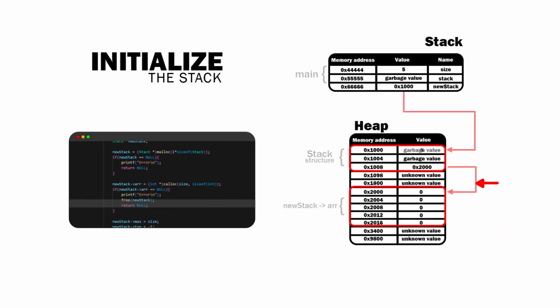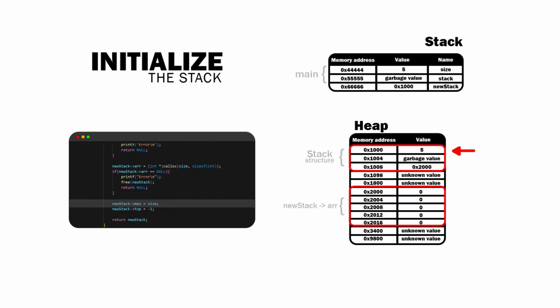We now initialize the remaining fields of the stack structure. Max stores the maximum number of elements that can be pushed onto the stack. It is set to the user-provided size. Top represents the index of the current top element in the stack. Since the stack is empty at this point, top is initialized to -1.